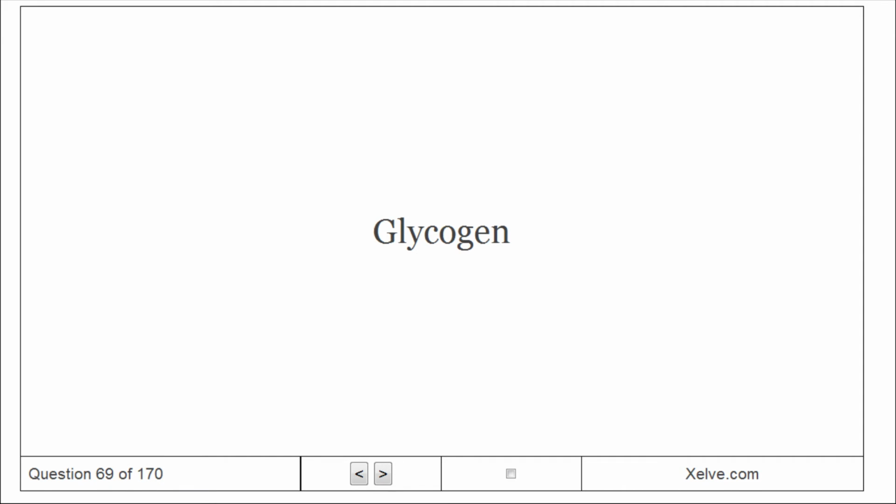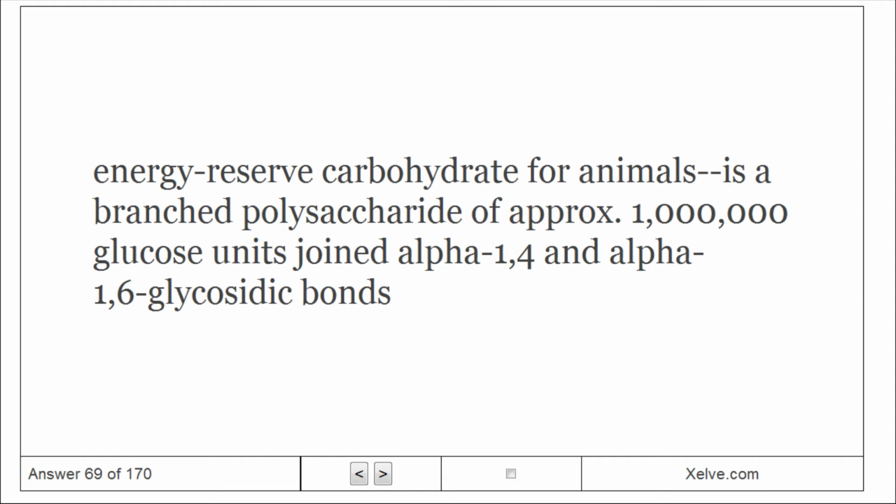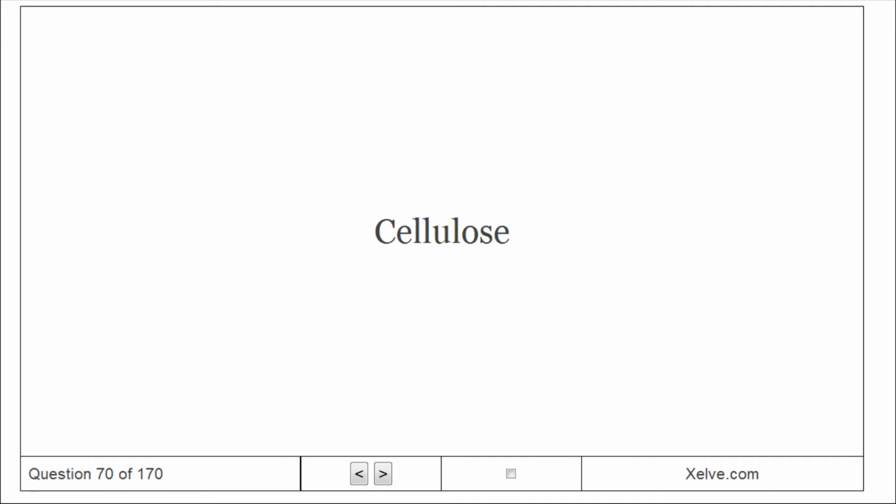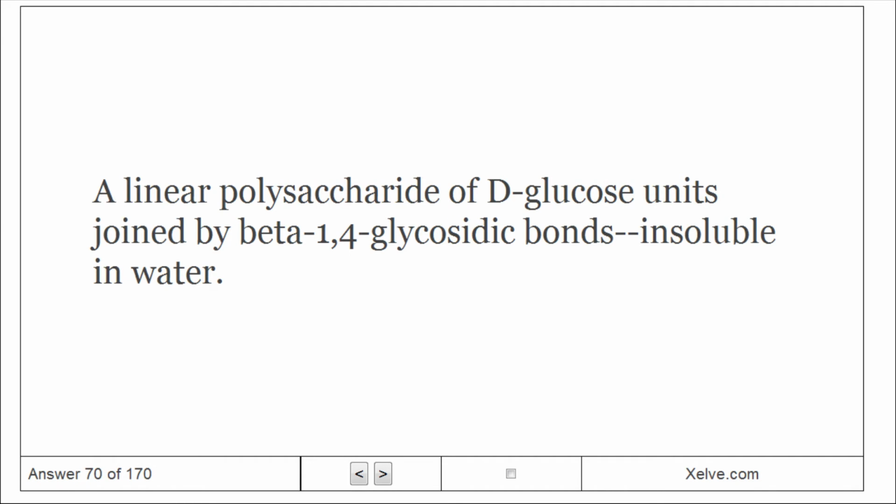Glycogen. Energy reserve carbohydrate for animals, is a branched polysaccharide of approximately 1 million glucose units joined by alpha-1,4 and alpha-1,6 glycosidic bonds. Cellulose. A linear polysaccharide of D-glucose units joined by beta-1,4 glycosidic bonds, insoluble in water.